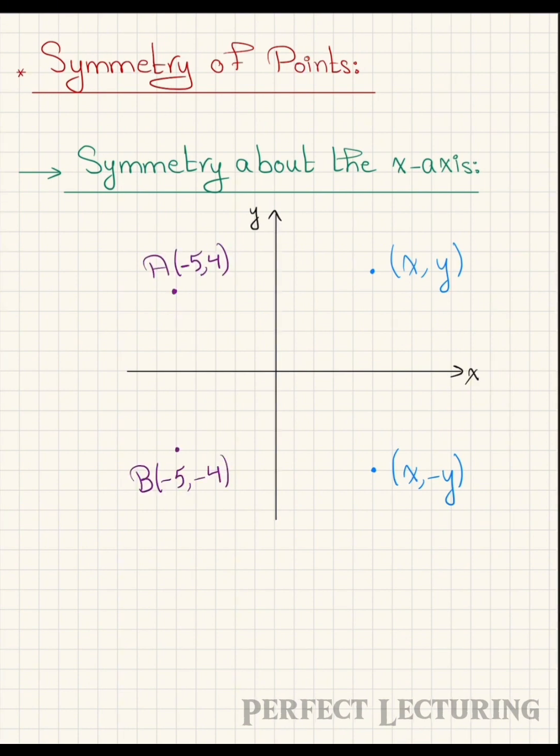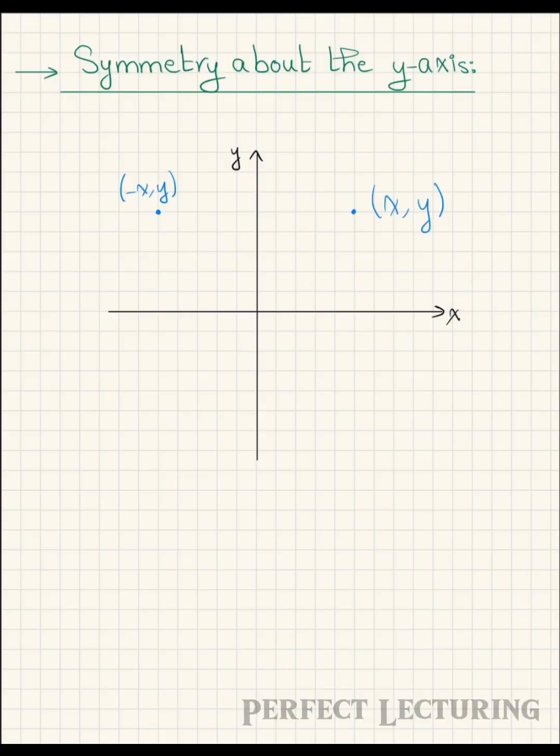And this is an example. A and B are symmetric with respect to the x-axis. As you can see, both points have the same x, but y's are opposite. In the case of the symmetry about the y-axis, we have the same y, but opposite x. And this is an example. C and D are symmetric with respect to the y-axis. They both have the same y, which is -2. However, x of C is -4, and x of D is the opposite of x of C, which is 4.